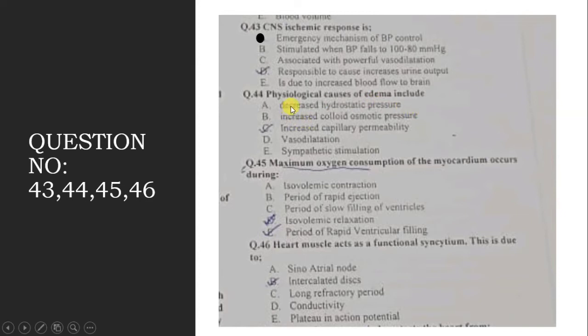Physiological causes of edema include increased hydrostatic pressure, increased colloidal osmotic pressure, increased capillary permeability, vasodilation, sympathetic stimulation. So what is edema basically? In edema, there is outward flow of fluid into the interstitial fluid and interstitial compartment. This is due to the increase in the capillary hydrostatic pressure. But this is not given in the options, so increased capillary permeability also causes edema. This is the case in septic shock, so it's going to be the correct answer.